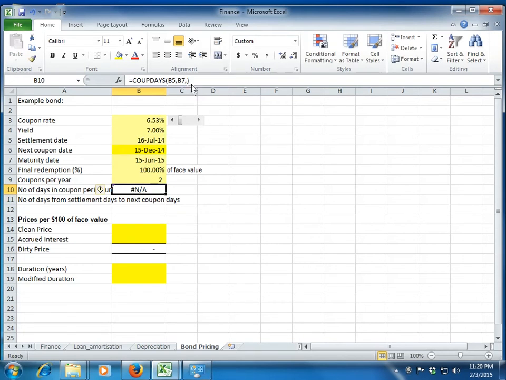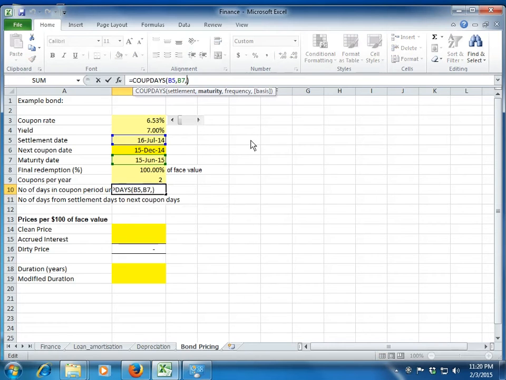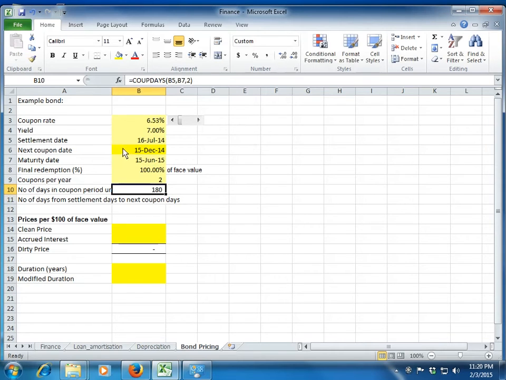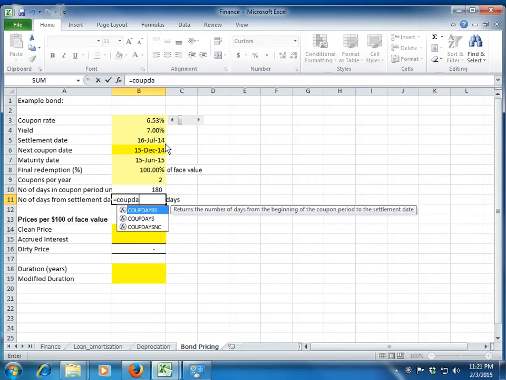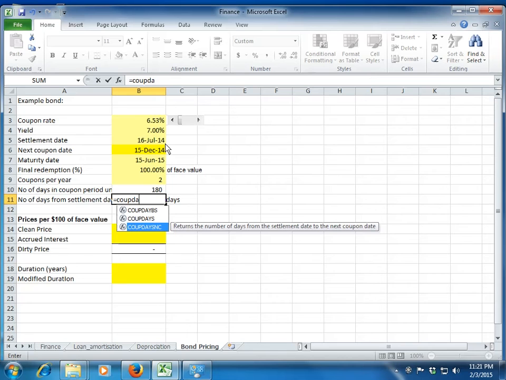I forgot to press tab after the basis. Let me manually punch it. So it says 180. So basically, in this settlement period, there are 180 days. Now I can also calculate the days between my settlement date and the next coupon date. So again I use COUPDAYS, and NC stands for next coupon.